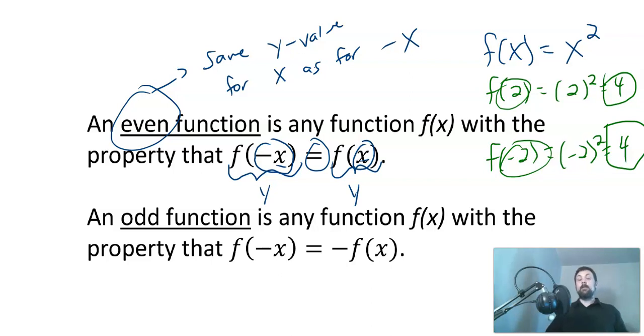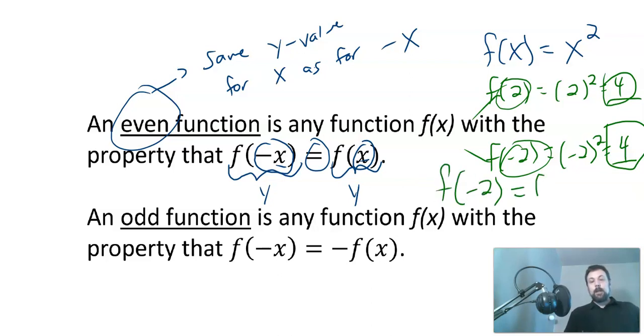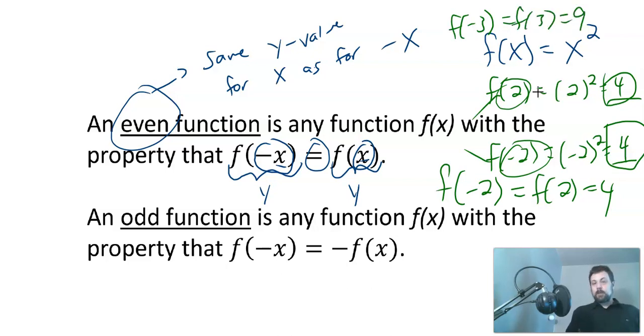We get 16, right? So what I can say, because f of 2 equals 4 and f of negative 2 equals 4, is that f of 2 equals f of negative 2. Or let me follow this order here and put it the other way around, and write it a little bit better. f of negative 2 equals f of 2, which just equals 4. I could say f of negative 3 equals f of positive 3, which is going to equal 9 for this function. That's what makes a function even.